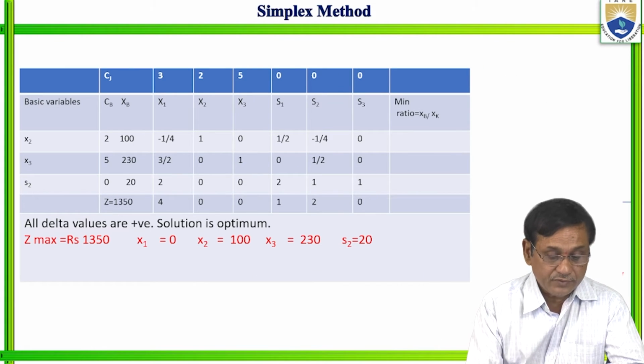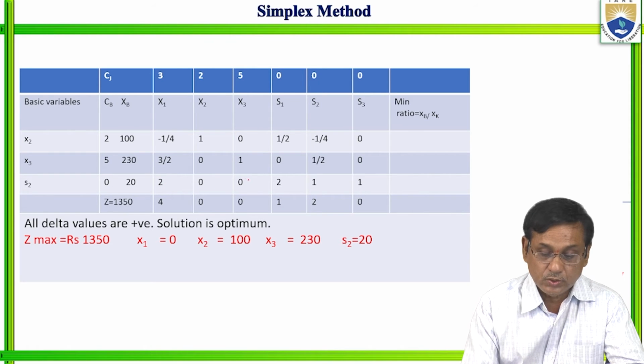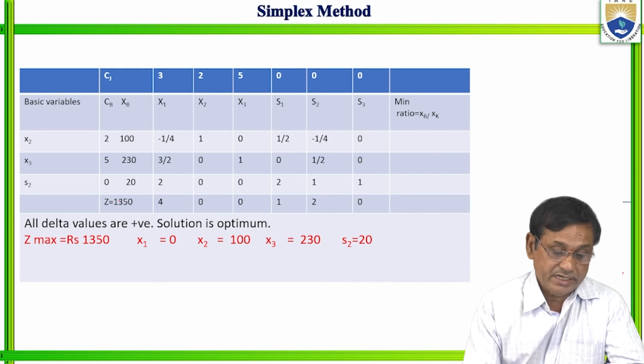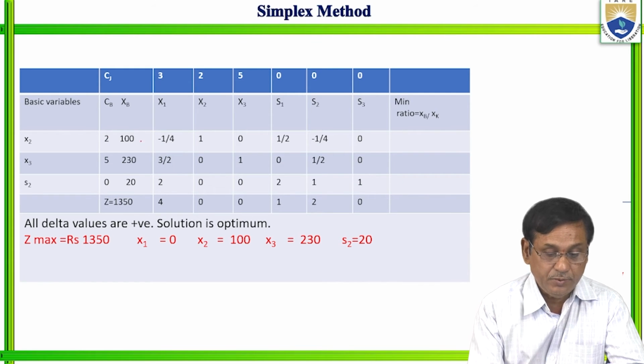Now you see, after using that operation, we are getting xb equal to 20, x1 corresponding to that, this is 2, this is 0, this is 0, this is 2, this is 1 and this is 1. Now again we have to find the z value. Z value is equal to cb xb: 2 into 100 plus 5 into 230 plus 0 into 20. So the total value is 1350.